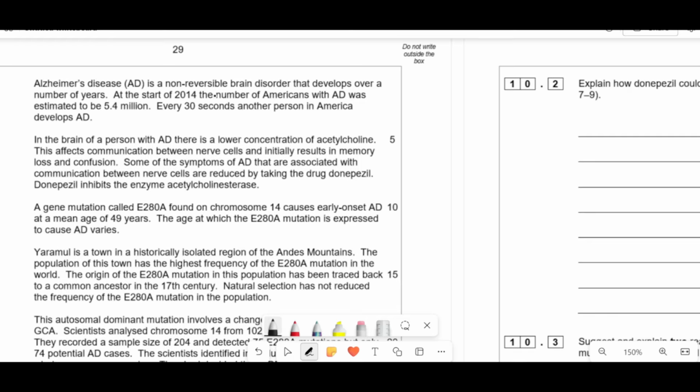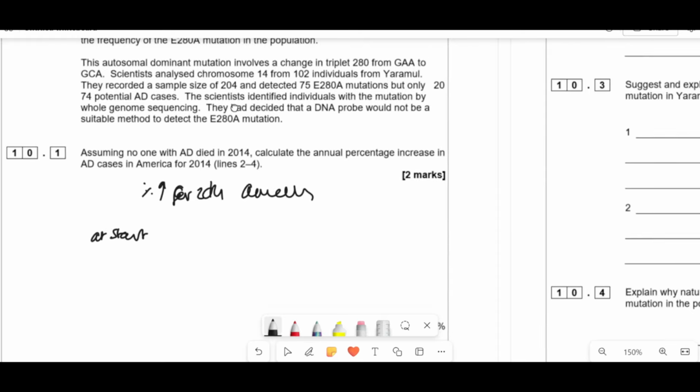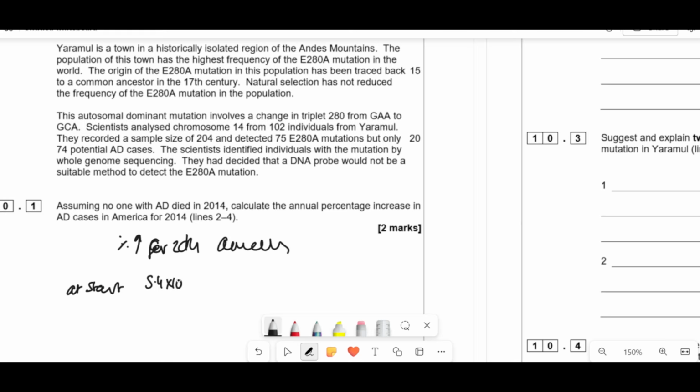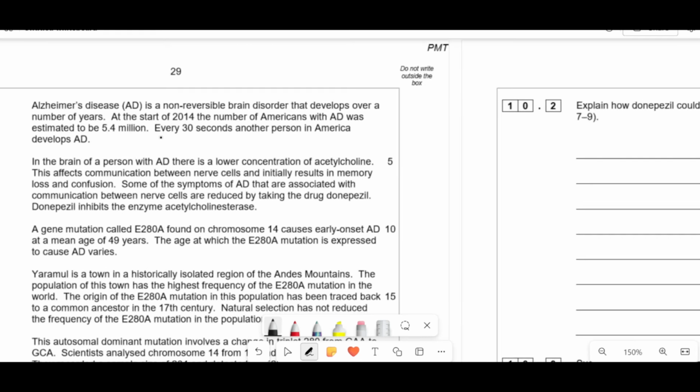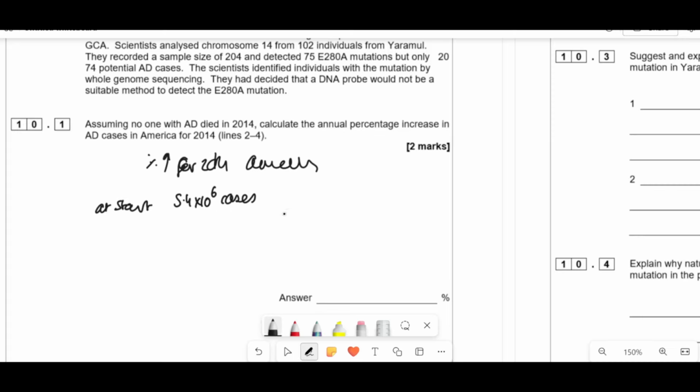So the question says it's a non-reversible brain disorder. At the start of 2014, the number was 5.4 million. So at the start it was, whoops, I've forgotten the number already, 5.4 million, 5.4 times 10 to the 6 cases. And the question says, every 30 seconds, another person's developing Alzheimer's disease. So that means we're going to have to work out how many there are in a day. What I mean is every 30 seconds, a new case. So we need to work out how many seconds are in an entire year.